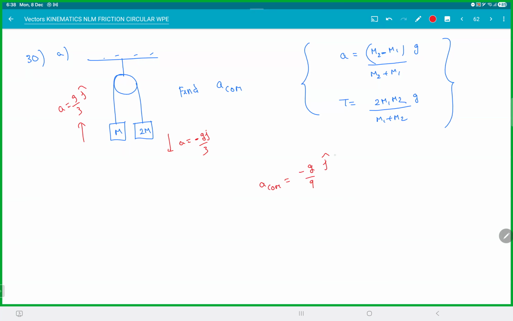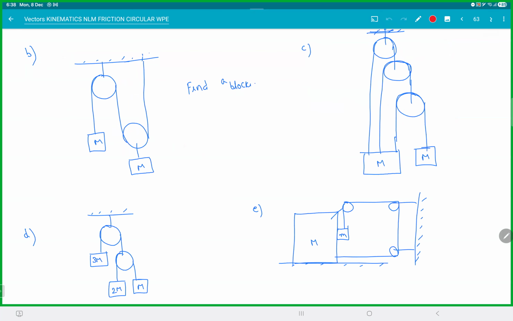If you forgot the sign, you will get g by 3. So just be careful with that. It's an easy one. Let's get these two. 4 questions: find the acceleration of all of them. This is the main question. That was just a starter to make you feel good.